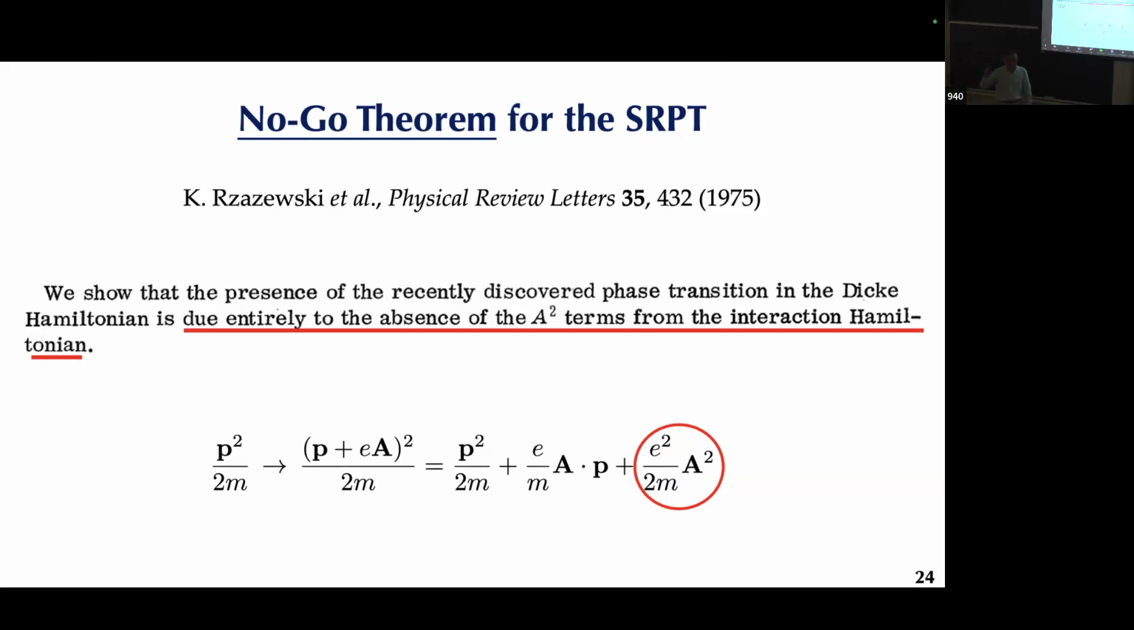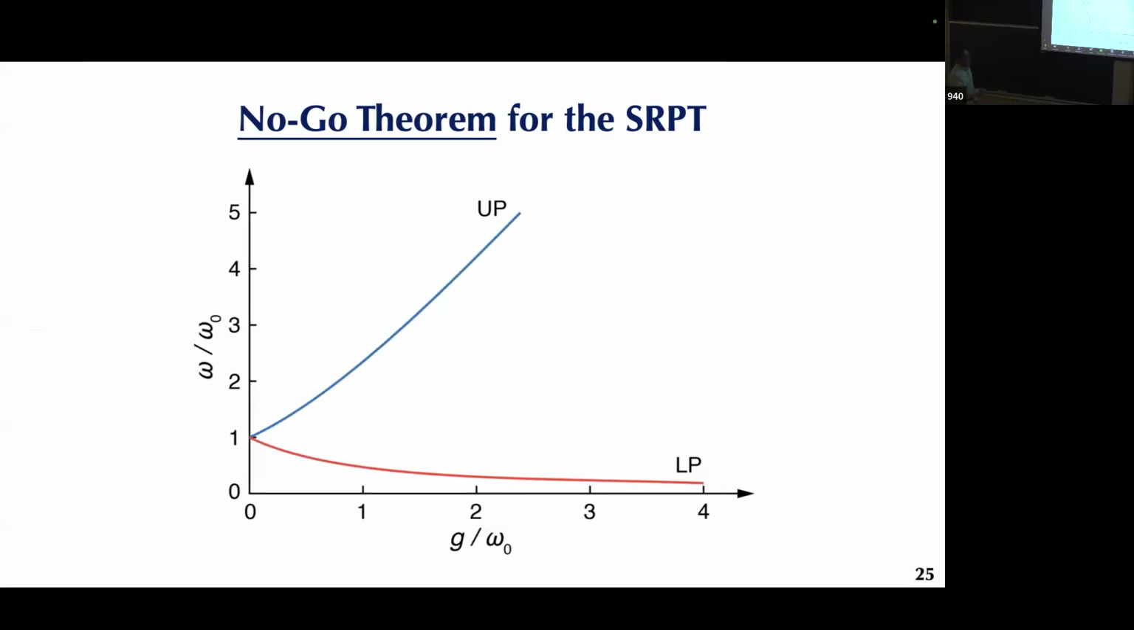A is the vector potential representing the electromagnetic fields, and it's expanded. The first term you get is A dot P, in the Coulomb gauge. This is just the E dot P, the electric dipole interaction. So this is the usual light matter interaction term. And usually you ignore this extra term, which is proportional to the square of the vector potential. If you include this term, it turns out that the energy of the lower polariton never crosses zero as a function of the light matter coupling strength. It asymptotically approaches zero as a function of G over omega naught.